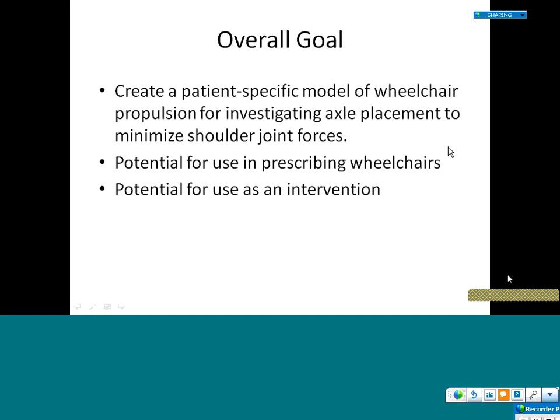Okay, so let's get started. My overall goal is to create a patient-specific model of wheelchair propulsion. There are tens of thousands of new spinal cord injuries each year, and of the newly injured that use manual wheelchairs, many of them will develop shoulder pain over time. There is some thought that the repetitive motion of propulsion may contribute to joint breakdown and subsequent pain. So my thought is that minimizing these joint forces may prolong healthy shoulder life, and I see the model as potential for use in prescribing wheelchairs to new wheelchair users, especially in ideal placement for these individuals as they are prescribed their wheelchairs. I also see it as potential for use as an intervention tool.